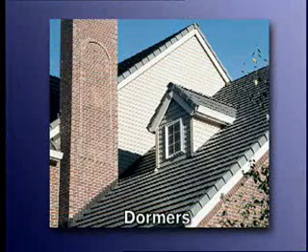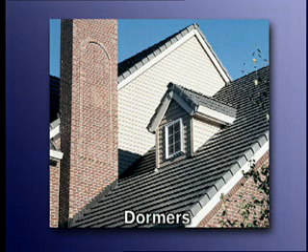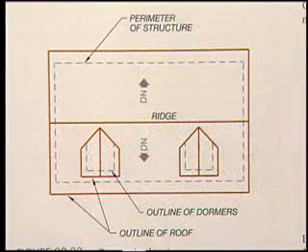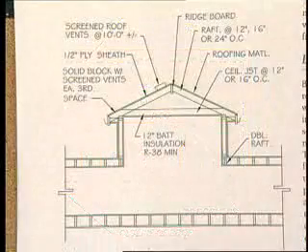Dormers are small projecting roof structures that typically frame a window opening in the larger roof. Dormers can have a variety of shapes, including shed and gable forms. The roof plan of a dormer depends on the shape of its roof. This is also true of its section.